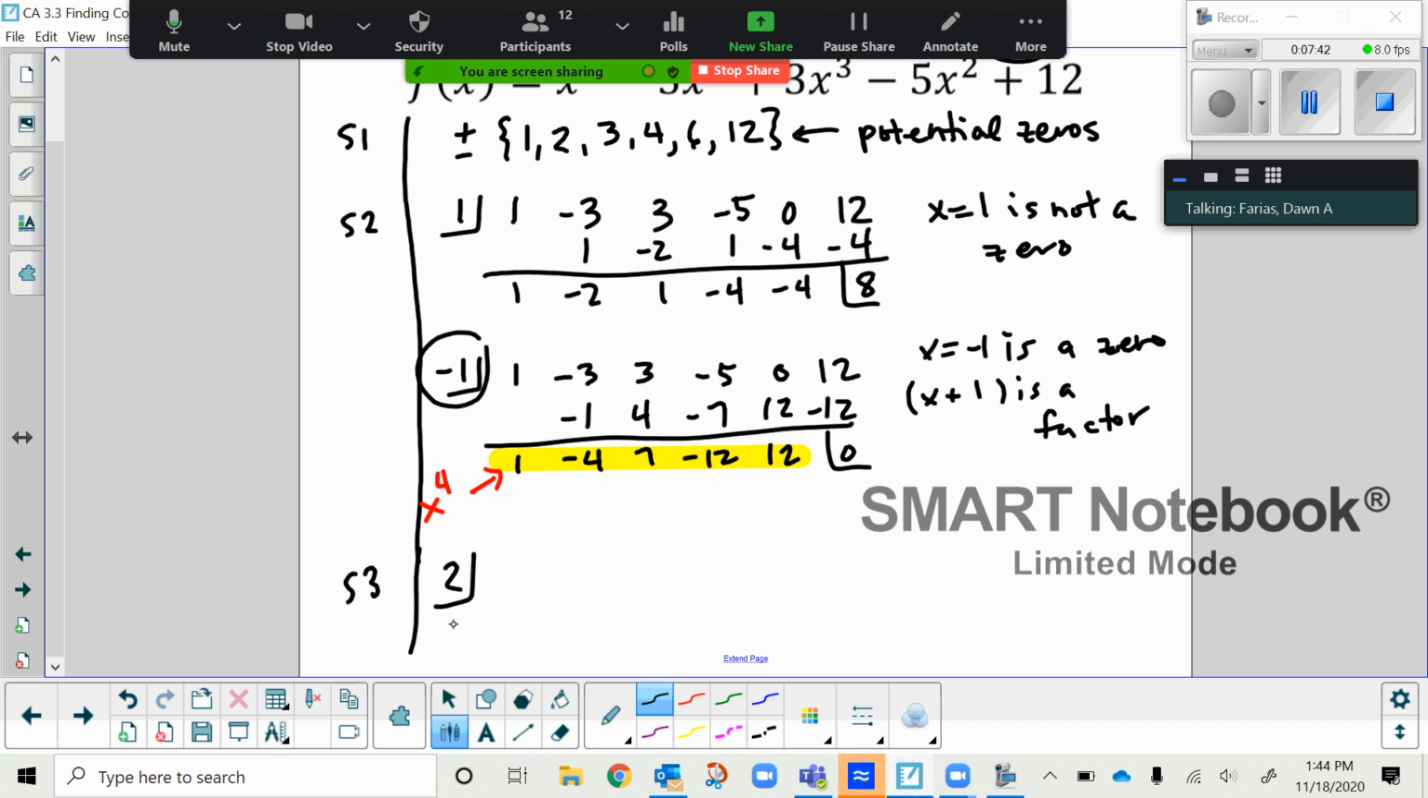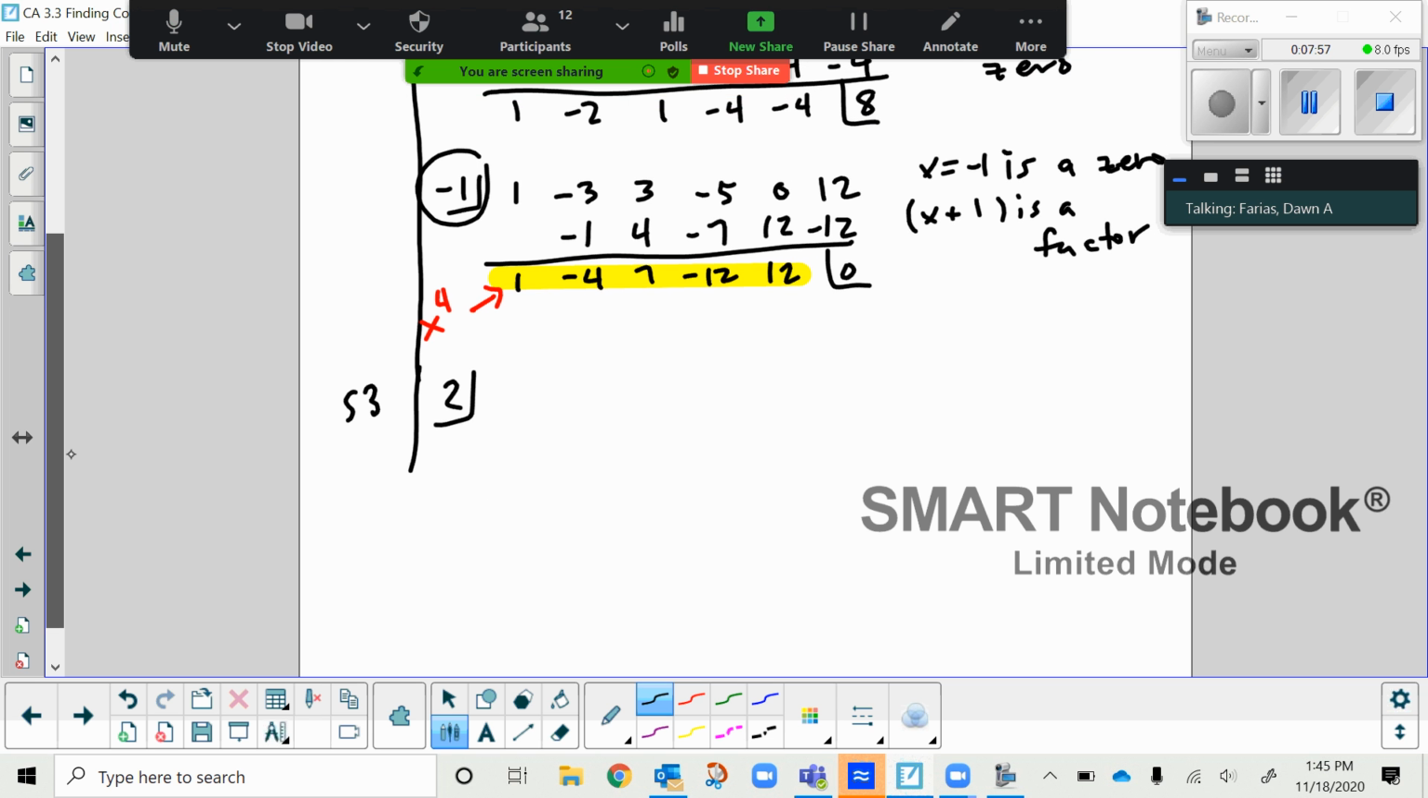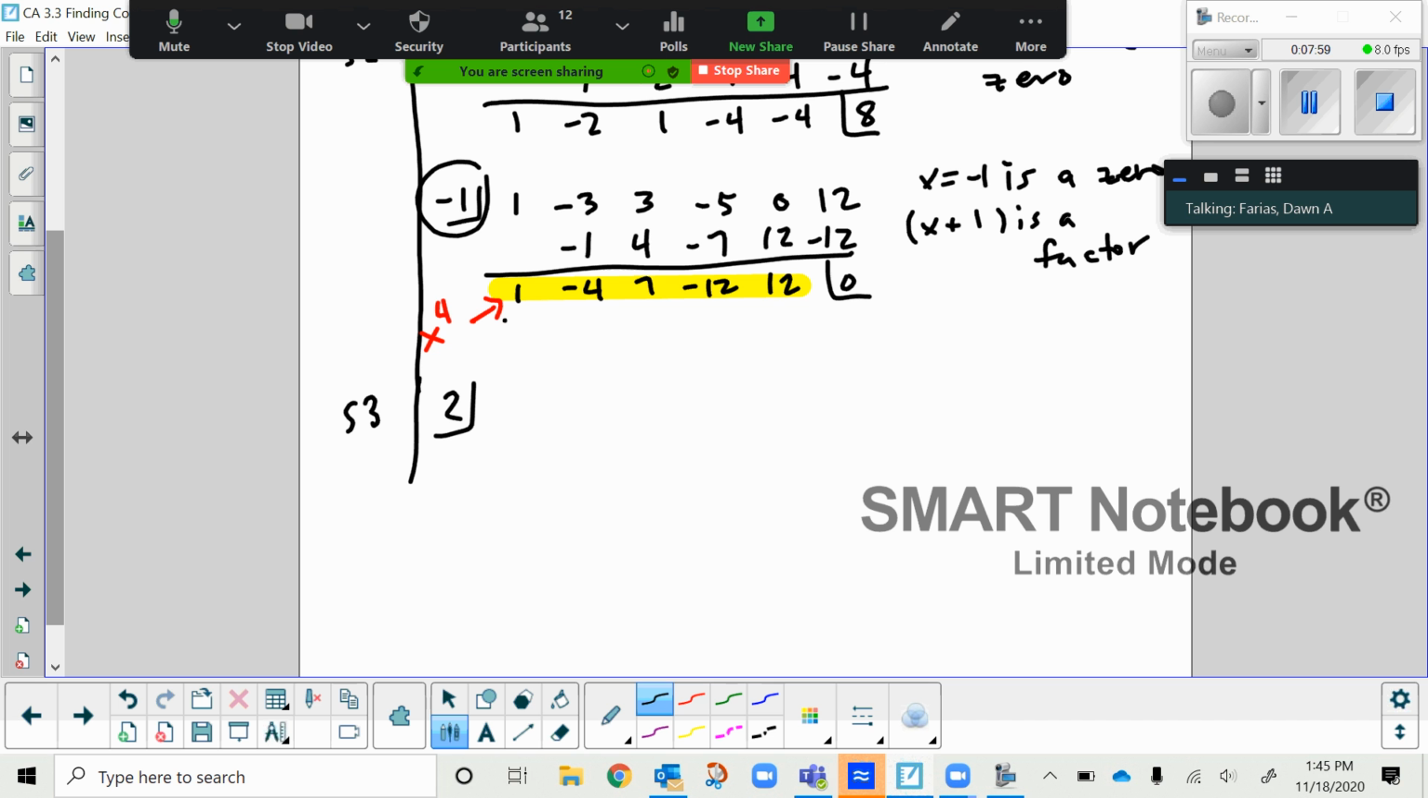If you just went back to the original problem for this next round of synthetic division, you wouldn't have improved your situation. You would still be at 5 terms, and you can't factor 5 terms. So we are doing synthetic division on these coefficients right here. The 1, -4, 7, -12, and 12. Okay, so do your synthetic division. You should get 0.